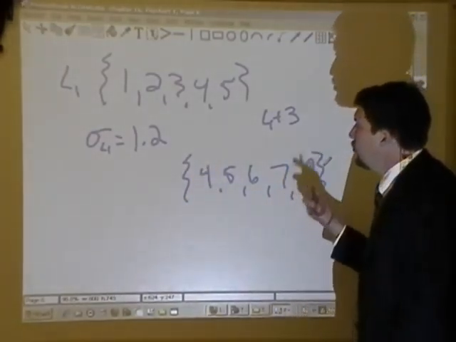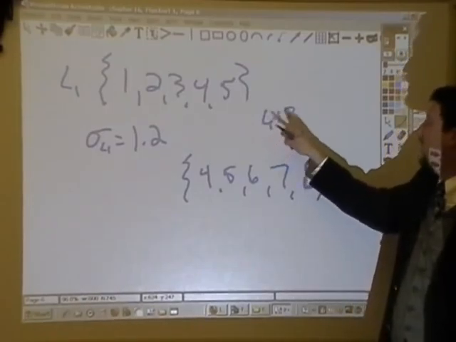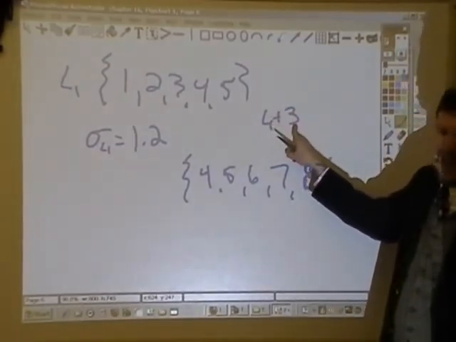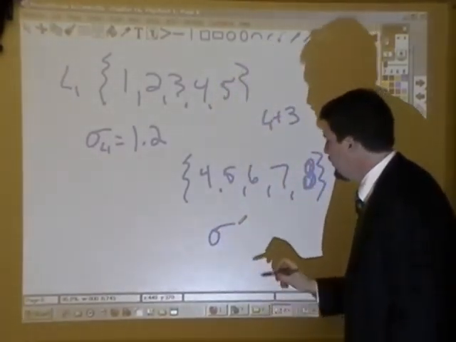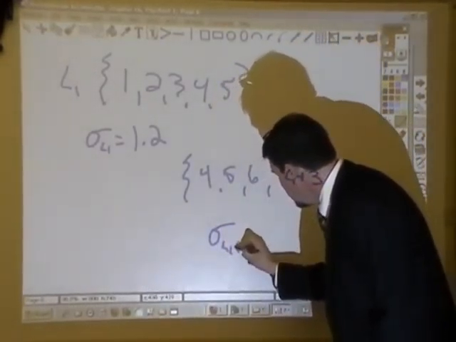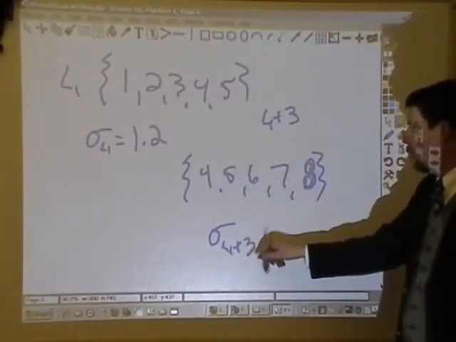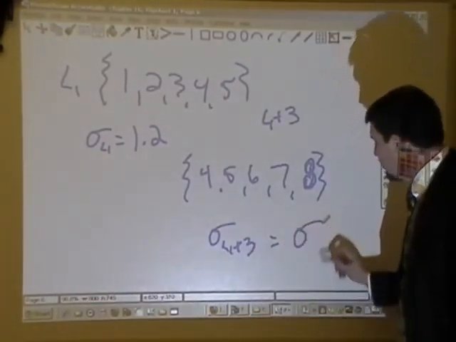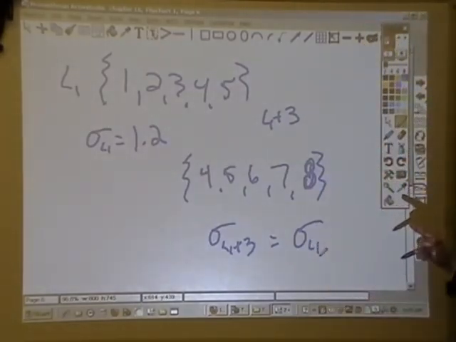So the standard deviation, or the spread of this, is going to be the same. What we said is that standard deviation is not changed by the addition of a constant, the addifier. So here's my standard deviation of L1 plus 3. Is it changed by the addition? The answer is no. It's going to be the standard deviation of L1. It's not affected by the addifier.